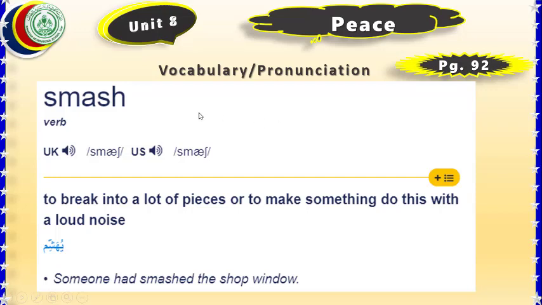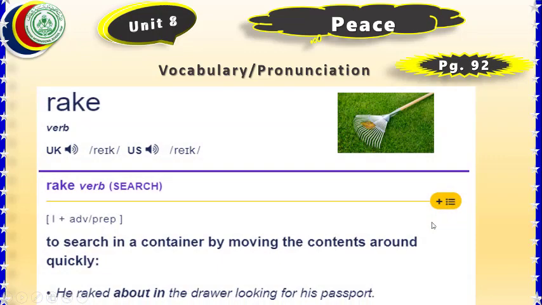Smash, for example, we shall pronounce it smash. Smash is a verb. It means to break into a lot of pieces, or to make something do this with a loud noise. Rake can be used as a noun and as a verb also. When rake is a noun, it means a tool like this. This is a rake. And rake is used as a verb also. When it is used as a verb, it means to search in a container by moving the contents around quickly. It means to level also.